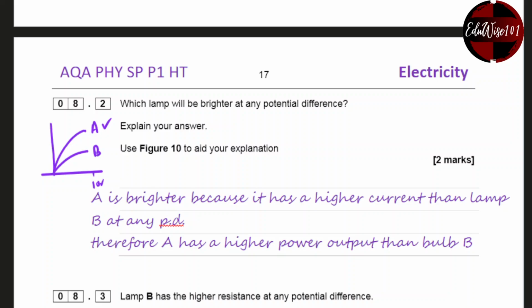Therefore, A has a higher power output than bulb B. Now, the second sentence is where most students would actually not gain the marks. What does that actually mean? We know that A has a higher current than B. So what does that mean in terms of power? Power is the amount of energy transferred per second. Current is the rate of flow of charge, and the charge carries the energy, which is the voltage. So A has a higher power output. So more energy is actually being transferred in A than in B.